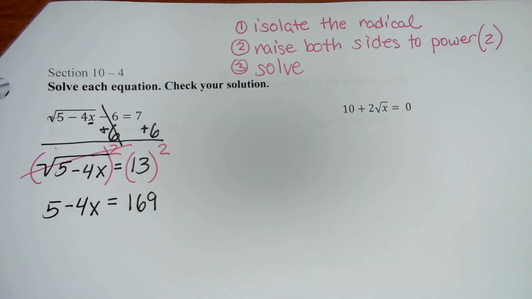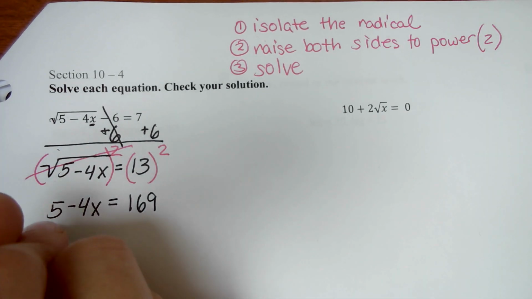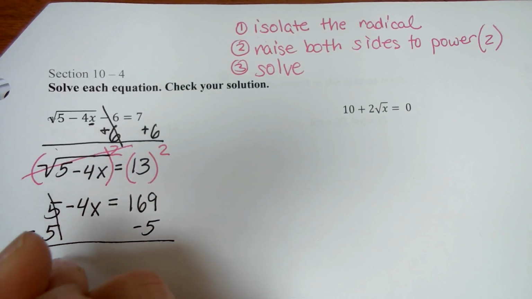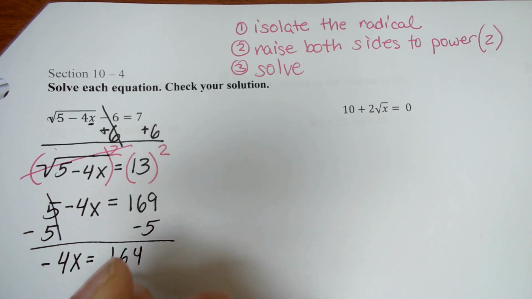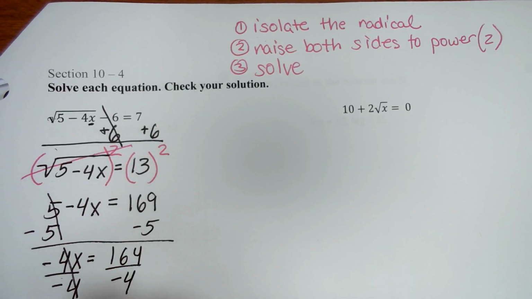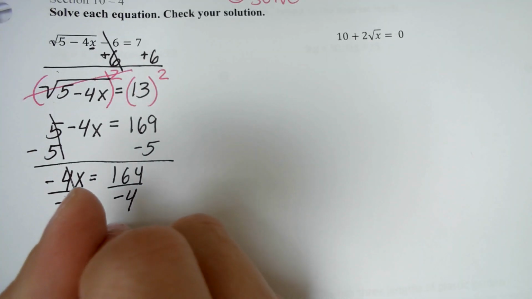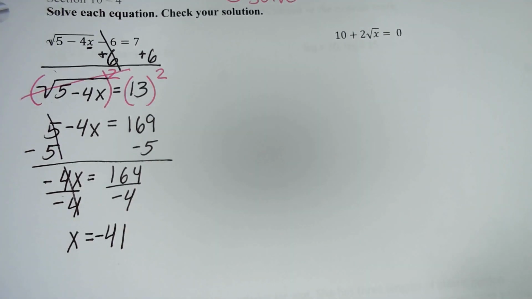From here, we have now just a simple equation that we can solve for our variable. So we subtract 5 from both sides. We get -4x equals 164. We'll divide by -4 on both sides. And our answer is x equals -41.